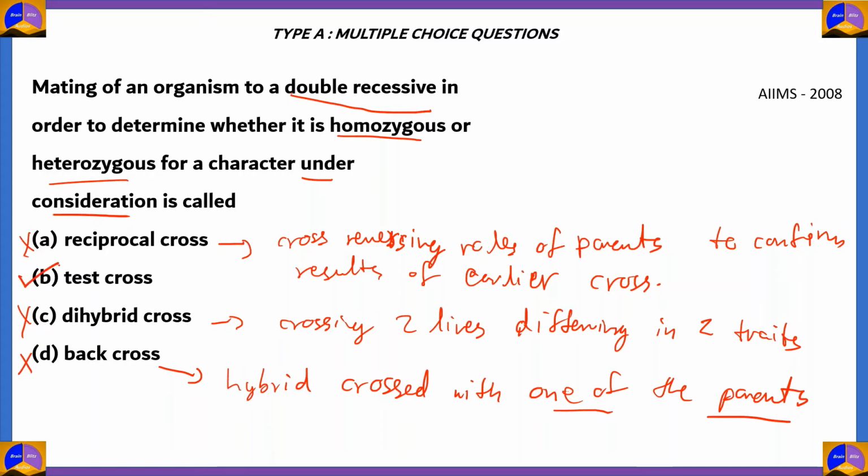Test cross is the name of the specific cross where an organism is mated to a double recessive in order to determine whether it's homozygous or heterozygous for a character under consideration.